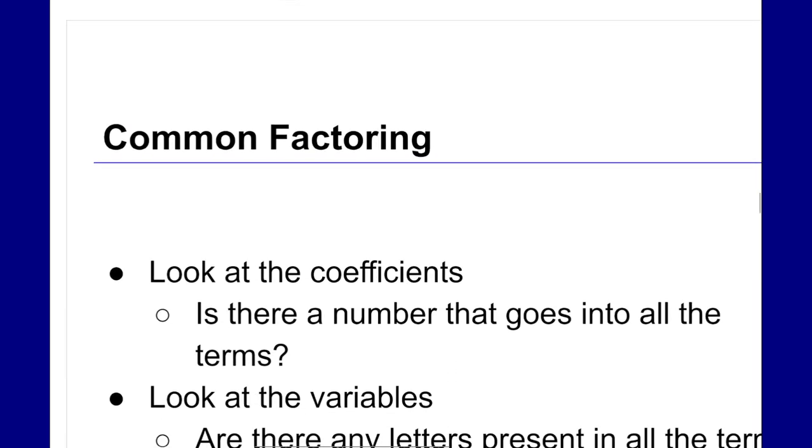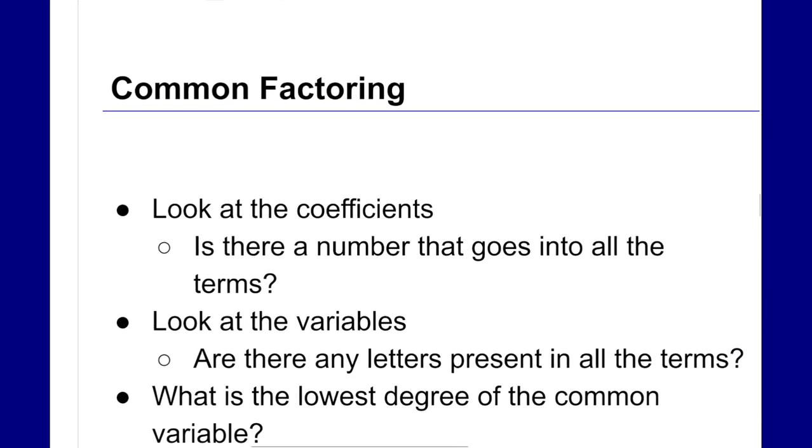So when we're common factoring, there are some steps we have to look at. The first thing we want to do is look at the coefficients, or basically the numbers. And we have to think, is there a number that goes into all the terms? That's part of what we're doing when we're looking for the greatest common factor. We then have to look at the variables. We have to look at the letters.